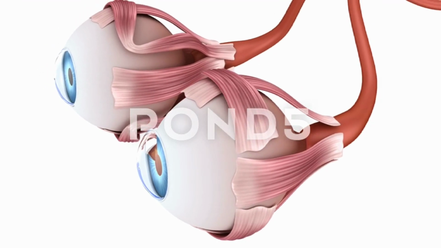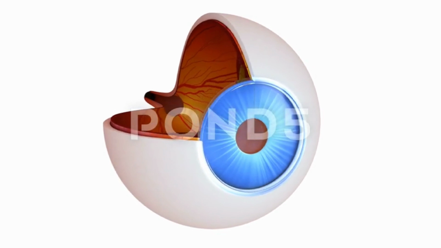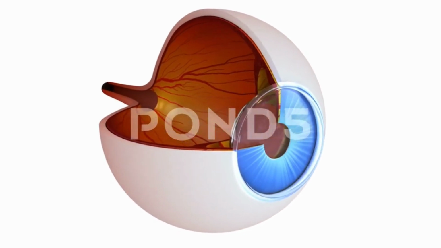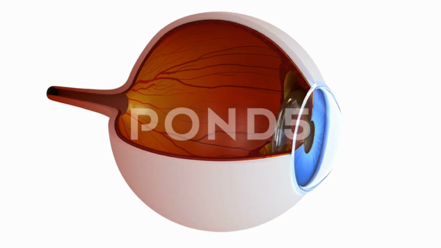Optic nerve. It is located at the posterior portion of the eye. The optic nerves carry all the nerve impulses from the retina to the human brain for perception.